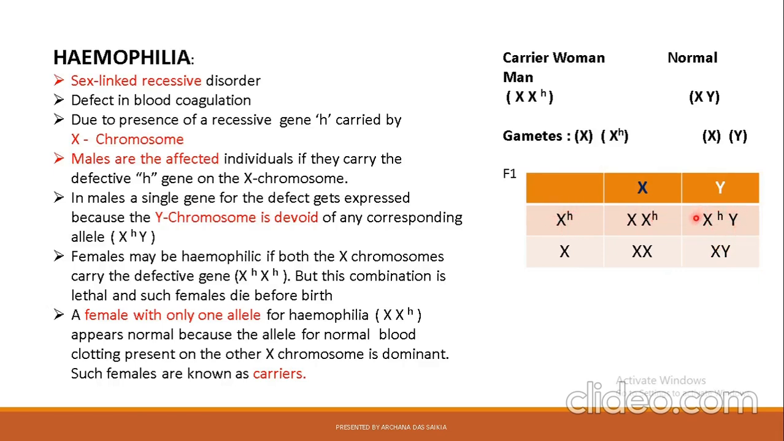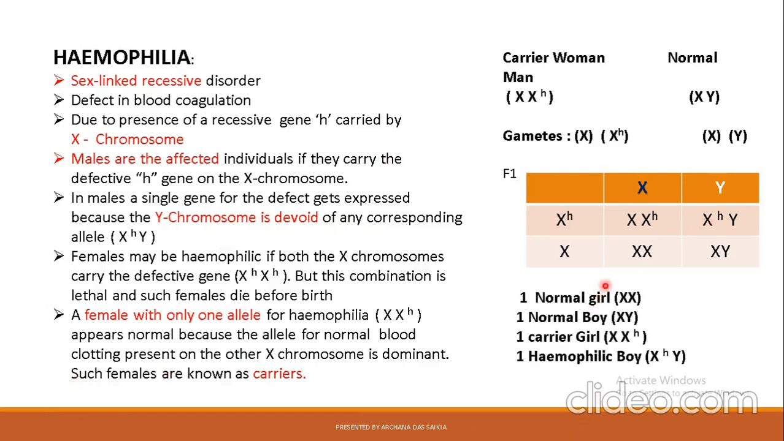XHY. This is a combination which will be affected. The particular male child will be affected. Why? As already mentioned here, because the Y chromosome is devoid of any corresponding allele for this H gene. So this male child will be the affected individual. He will be hemophilic.